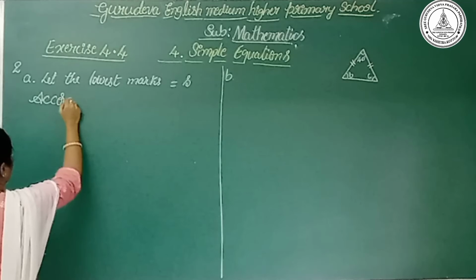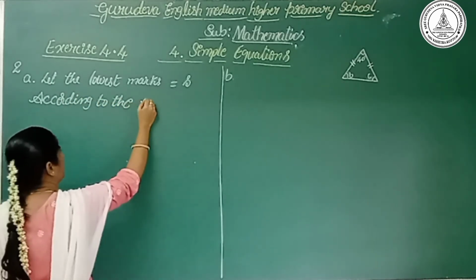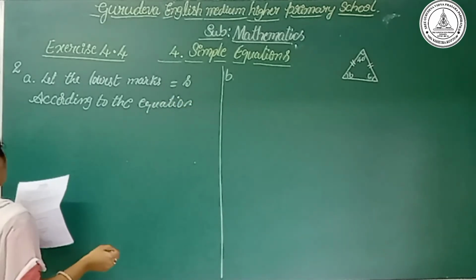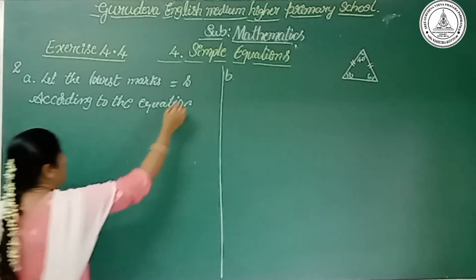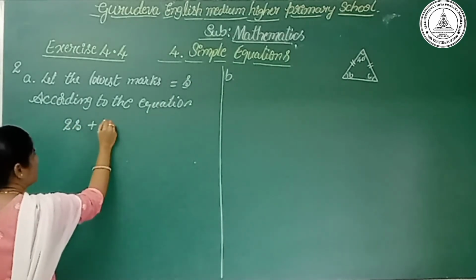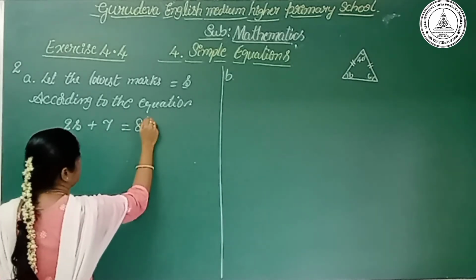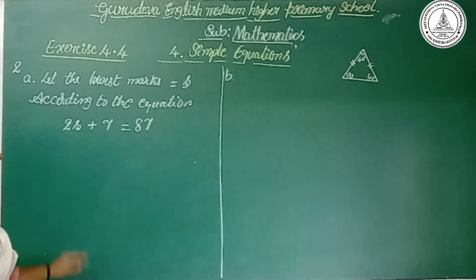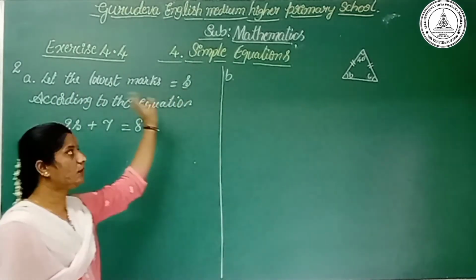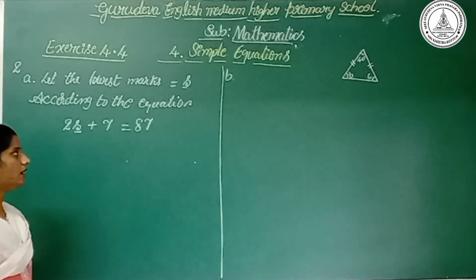According to the equation, she said that twice the lowest marks, that means 2 times the lowest marks plus 7, is equal to the highest score, 87. It is the required equation. So we have to find the lowest score or lowest marks, that is S. We have to find the value of S here.